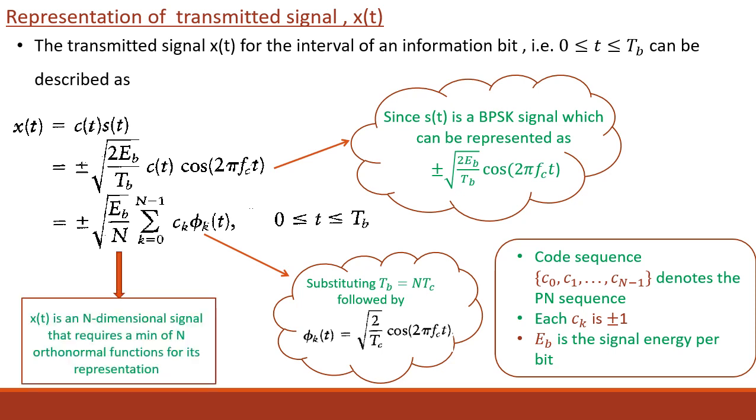So what we can conclude is that the transmitted signal x of t is an N-dimensional signal, because in the representation we can see that it requires N number of orthonormal basis functions phi k of t, where k goes from 0 to capital N minus 1. So we can conclude that x of t is an N-dimensional signal that requires a minimum of N orthonormal functions for its representation.